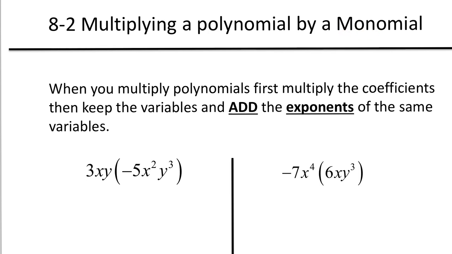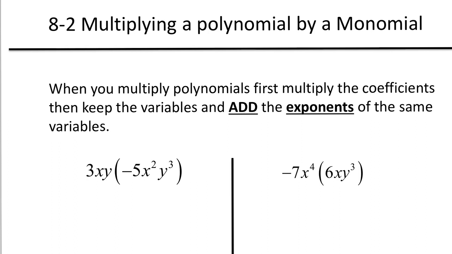So how do you multiply a polynomial by a monomial? Well, when you multiply polynomials, first you multiply the coefficients in front of the variables, then you keep the variables and add the exponents of the same variables, the corresponding variables. So what I'm trying to say here is when you guys look at these 2 polynomials, and notice that they're not really poly many, they are monomials.